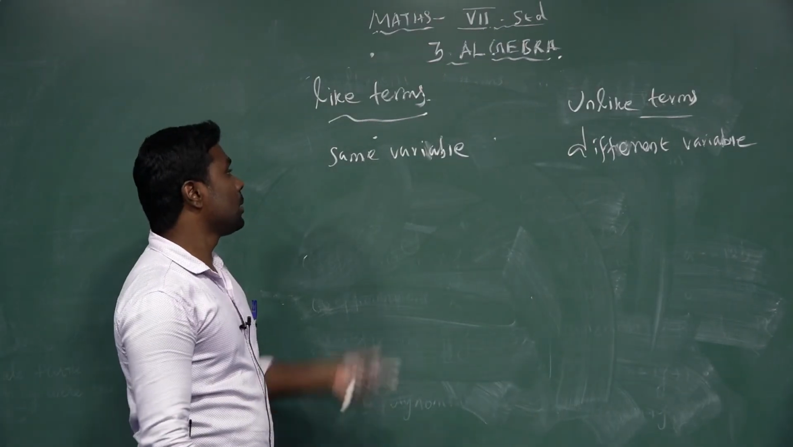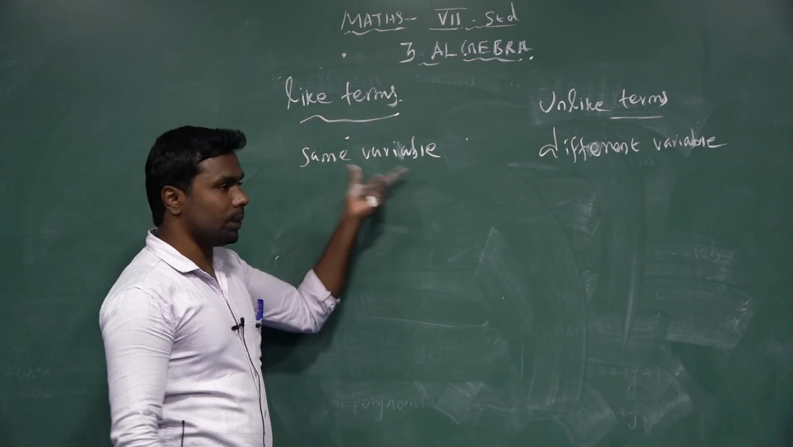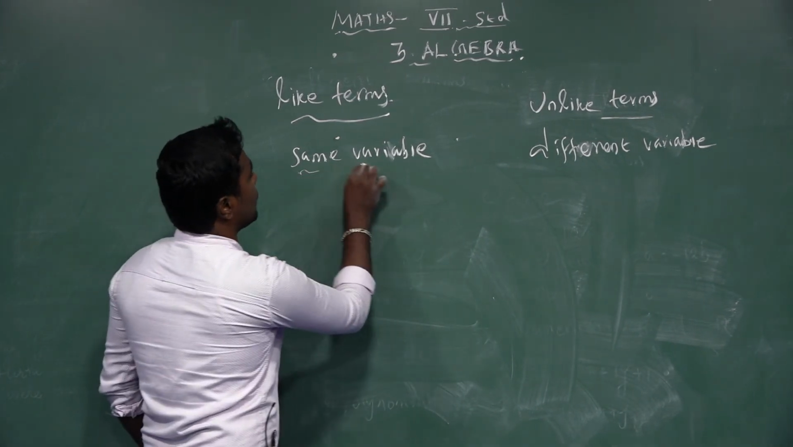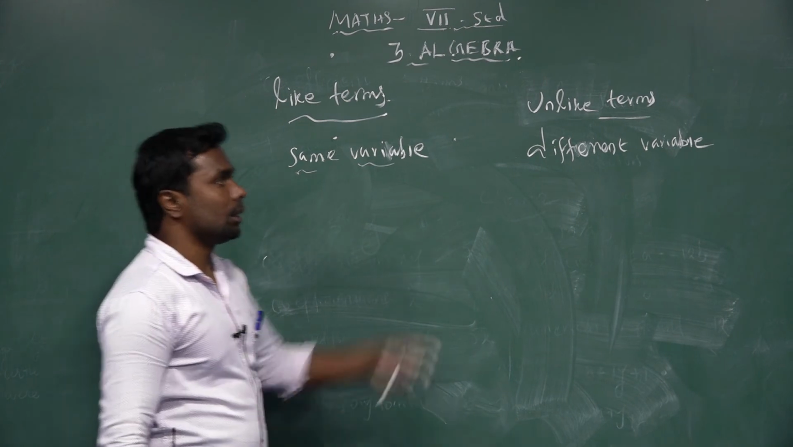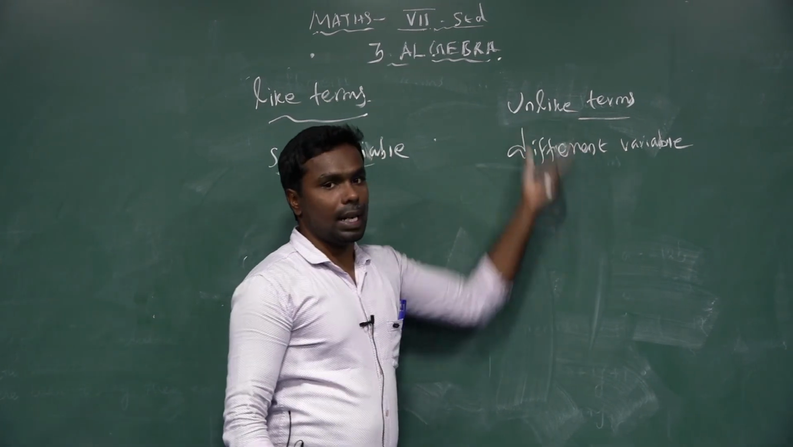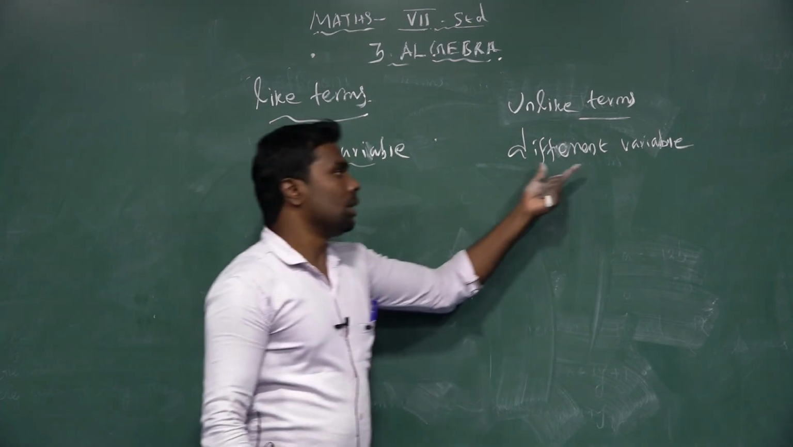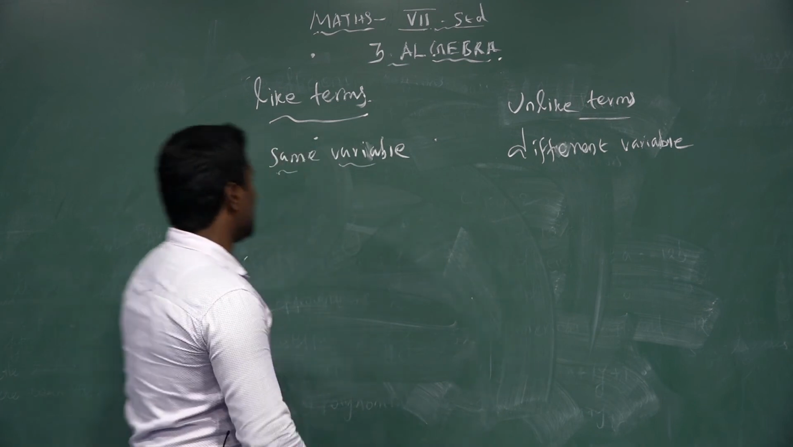And the next one, like terms and unlike terms. What are like terms? Terms of an algebraic expression which have the same variable are like terms. Terms which have different variables are called unlike terms.